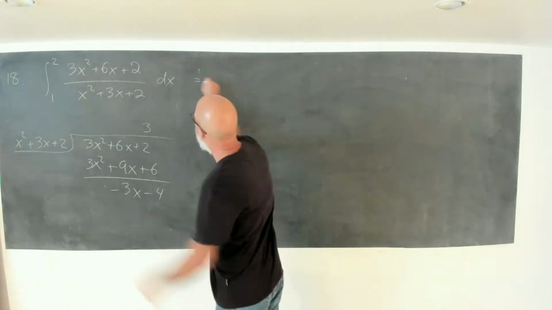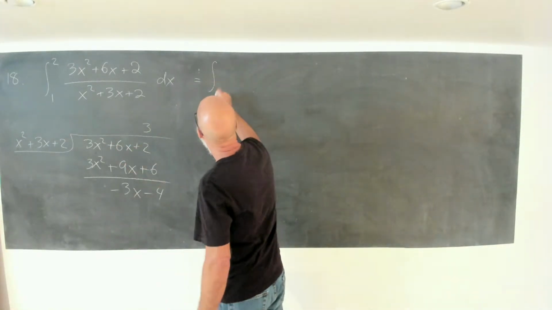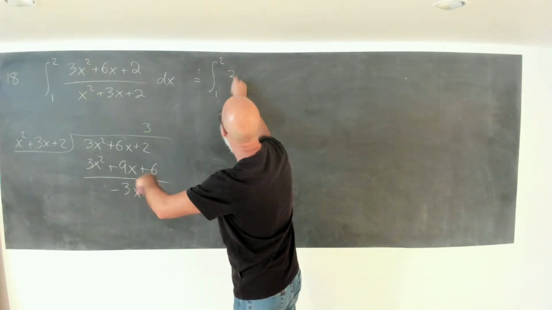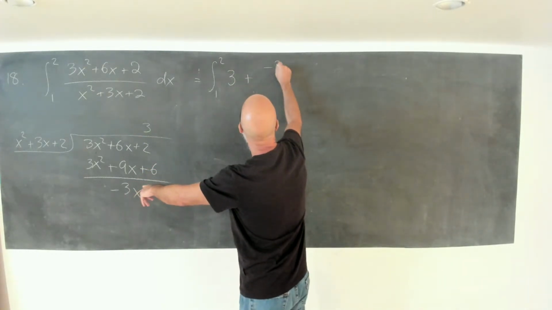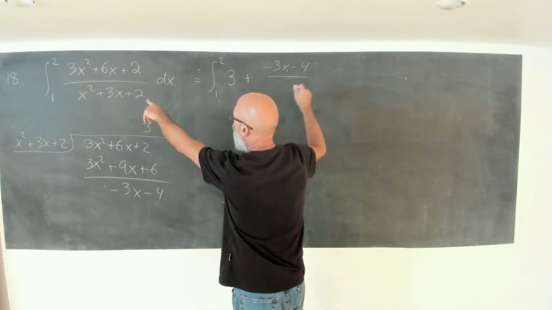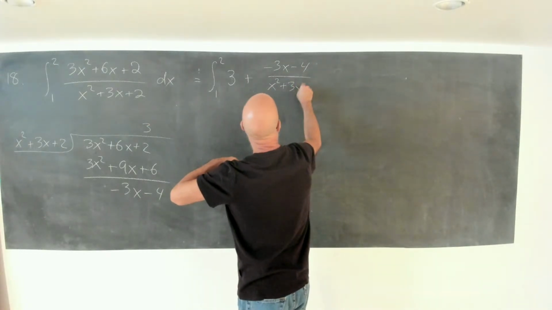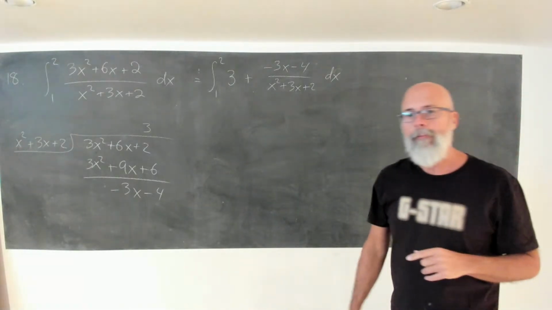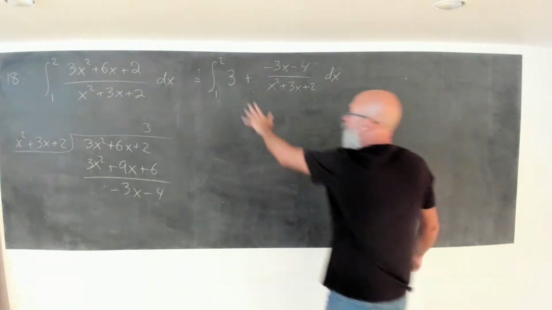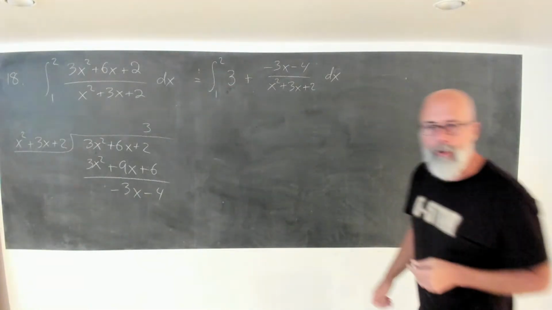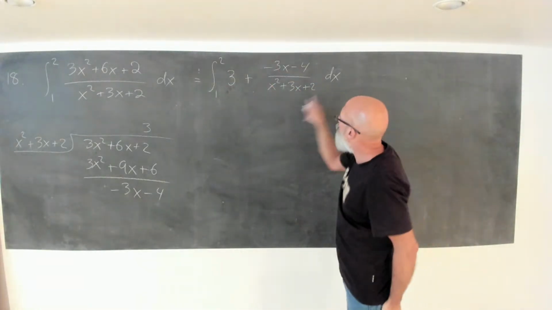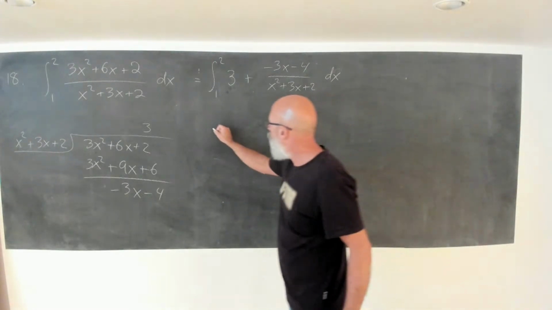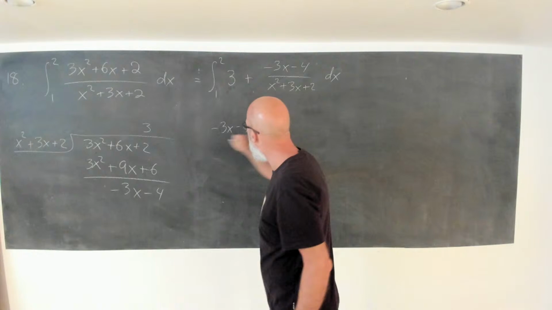So what have we done? This is now 3 plus the remainder over the divisor. Right, so this 3 is easy to deal with. You know how to integrate 3. So really the question is, how do we integrate that? And on that, we're going to apply partial fraction decomposition.